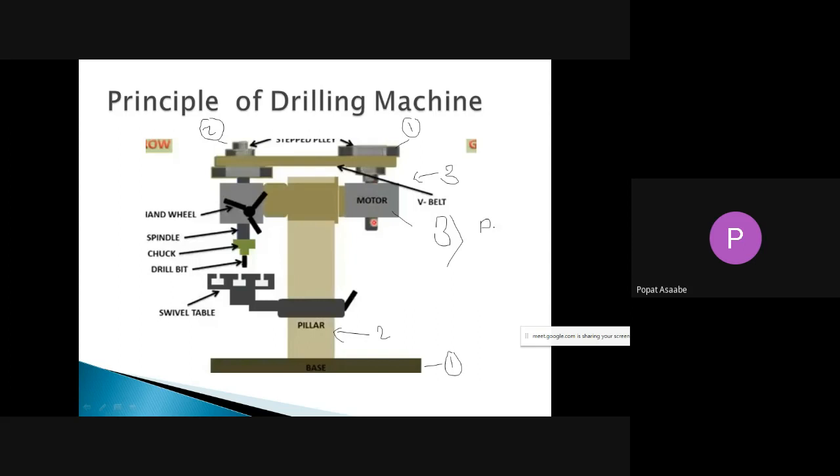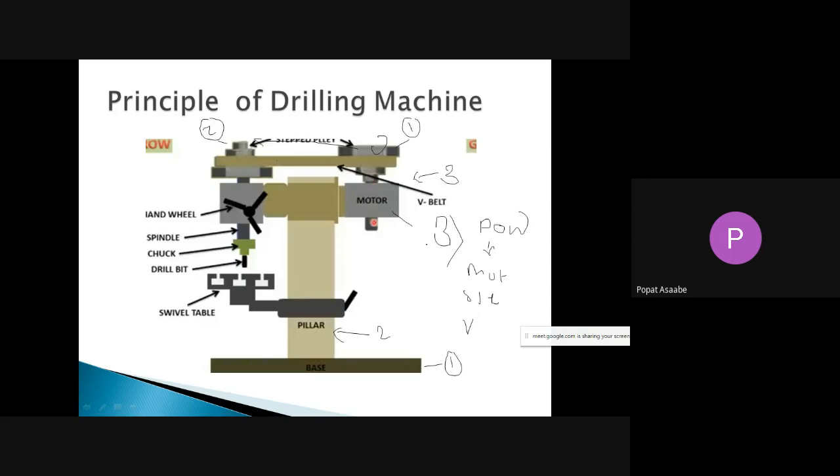In this unit it consists of the electrical motor. Then it consists of the stepped pulleys. Two sets of stepped pulleys we can use in that drilling machine, and it also consists of one V-belt. To transmit the power from this pulley to this pulley, we can use a belt drive.